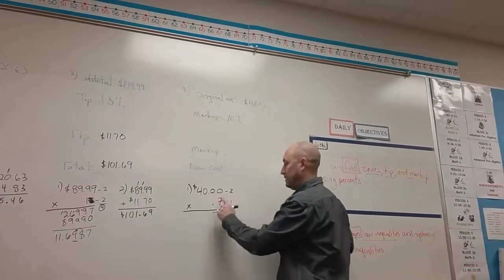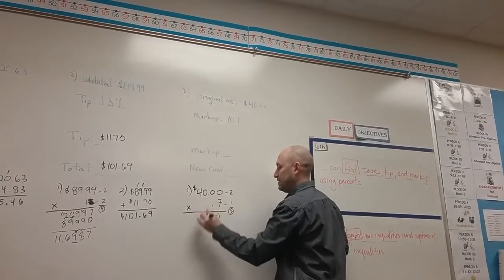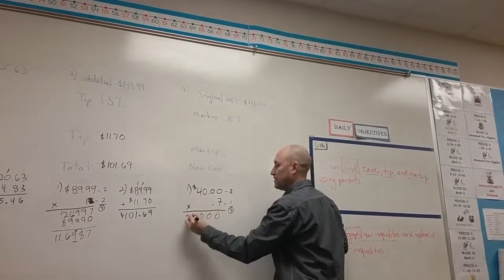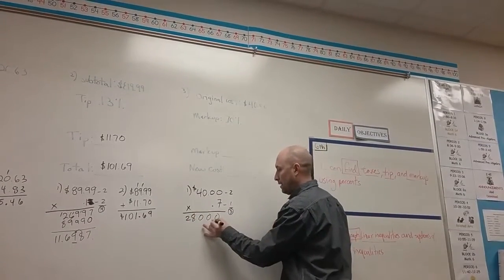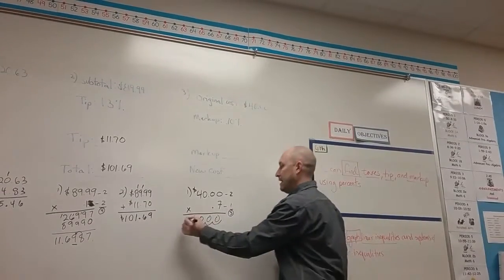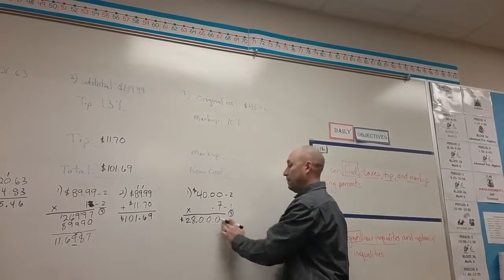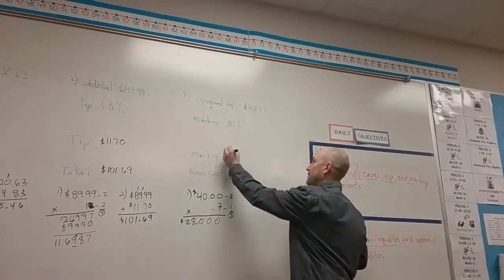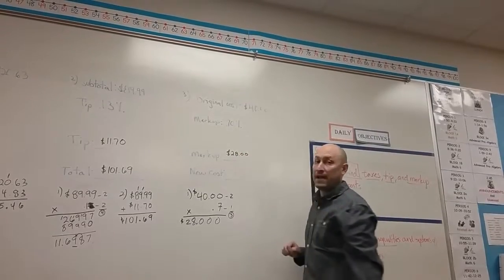And now I multiply. 7 times 0 is 0. 7 times 4 is 28. Put my 3 decimal places back in. 1, 2, 3. And I can see that now I have a markup of $28. So the amount that I'm going to mark this product up is $28.